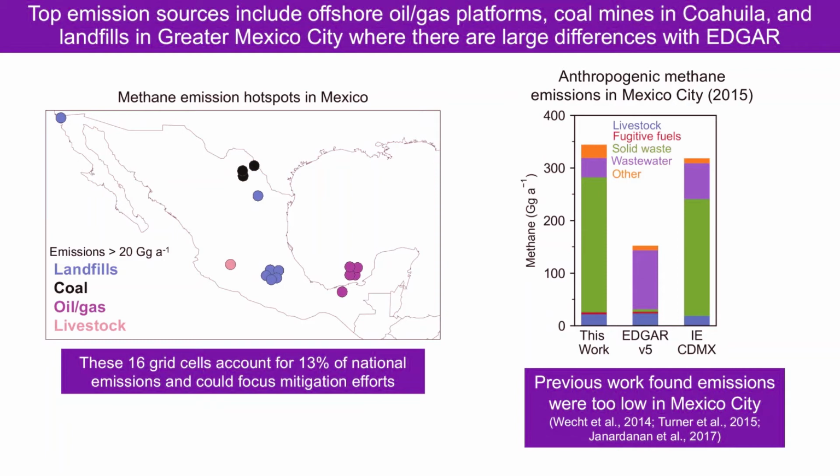And that potentially explains some previous inverse modeling work, and also some comparison to observations, that had seen that Mexico City's emissions were too low when using EDGAR as a prior. So it's potentially this missing landfill source that could explain that.